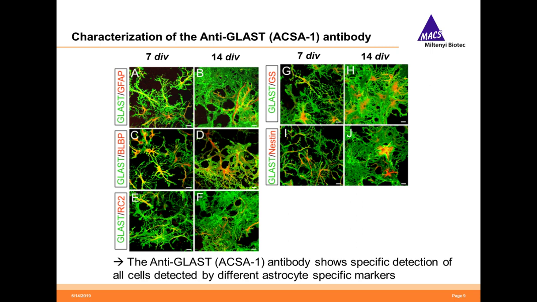And we performed also co-stainings with additional astrocyte markers such as BLBP, RC2, GS, and nestin. And all BLBP, RC2, GS, and nestin positive cells with astrocyte morphology were also detected by the anti-AXA1 antibody. And that means that the anti-AXA1 antibody shows specific detection of all cells detected by different astrocyte-specific markers.